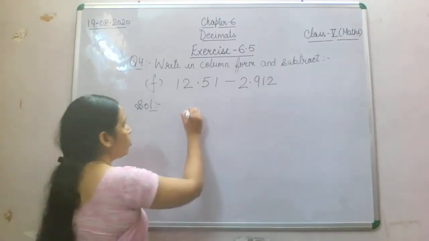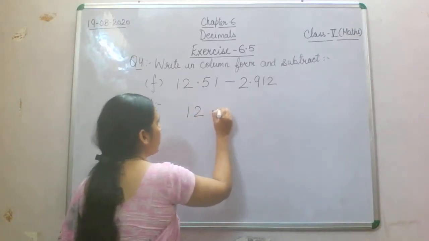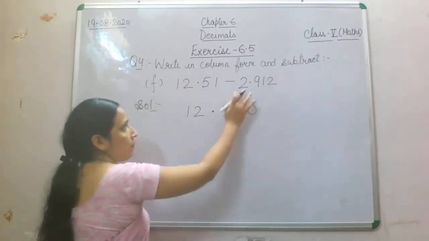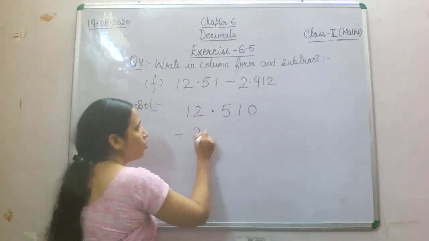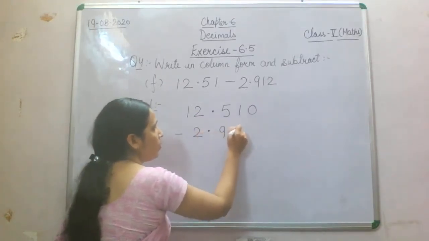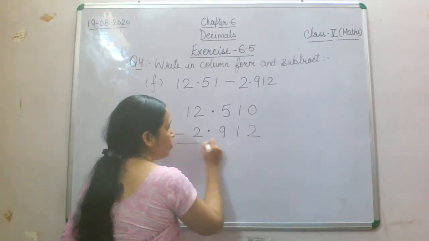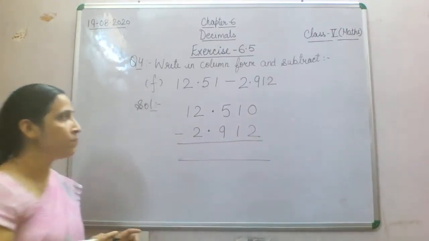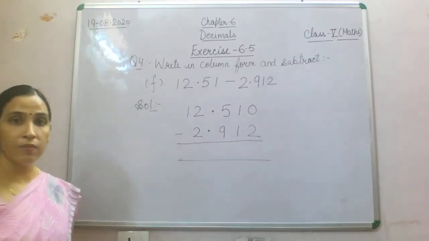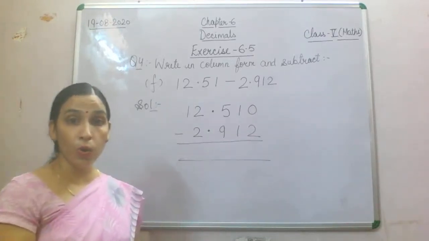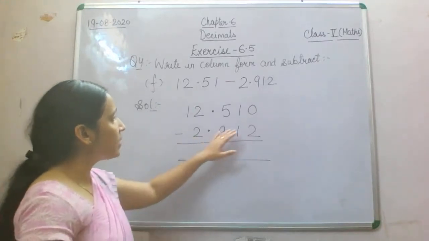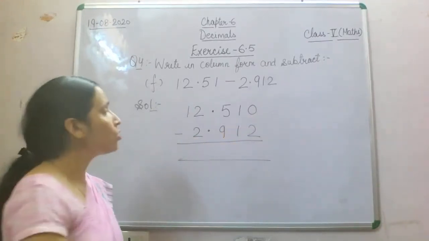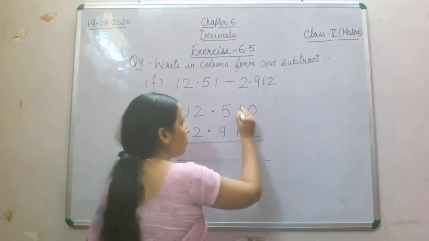Fine. So 12.51, and we will add 0 over there, minus 2.912. Now we are supposed to do this subtraction. How will we do it? See, from 0 we cannot subtract 2. So what will this 0 do? This 0 will borrow from this.